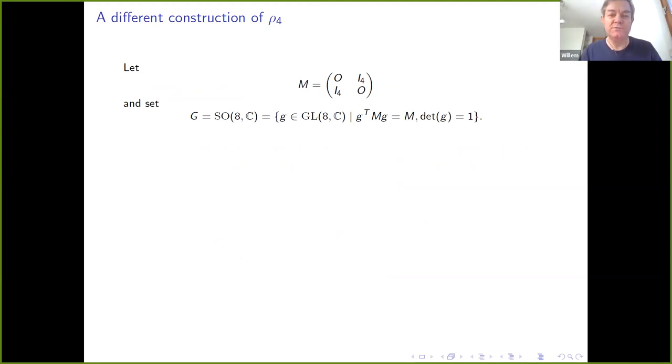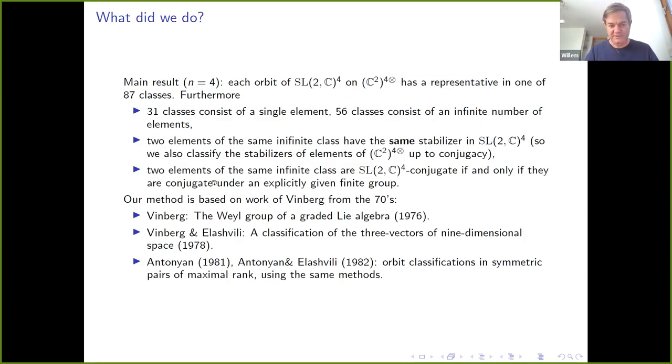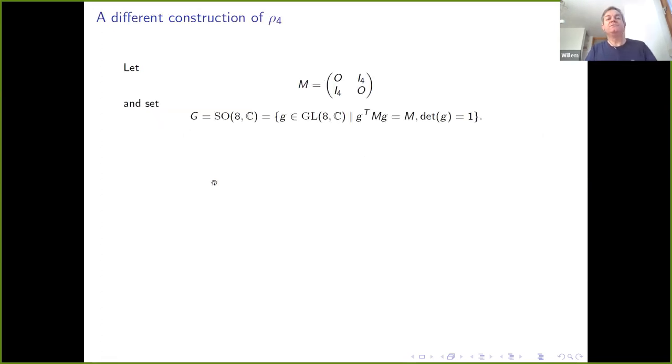So in order to do this and to use these methods, now this is all based on this, let's say, Vinberg and so on stuff. We have to construct the representation of SL2 to the fourth, on this fourth tensor power, in a different way. And here is a rather explicit way of doing it. Okay, so there's more than one way, but anyway, this is one possibility.